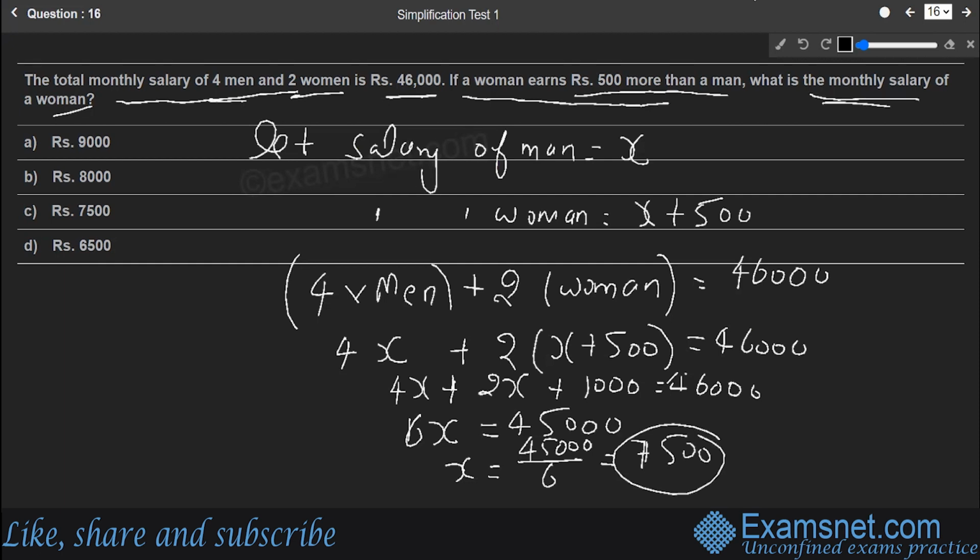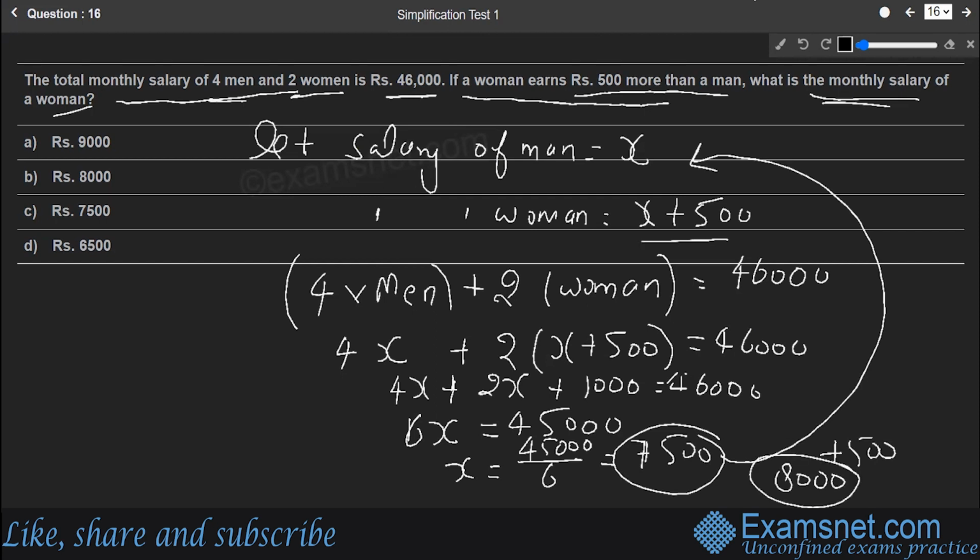What is the monthly salary of a woman? X was the salary assumed for a man, so the woman's salary should be 500 more. So 7,500 plus 500 is nothing but 8,000. That should be the woman's salary. Let us see where it is available. It is available in option number B and becomes the right answer.